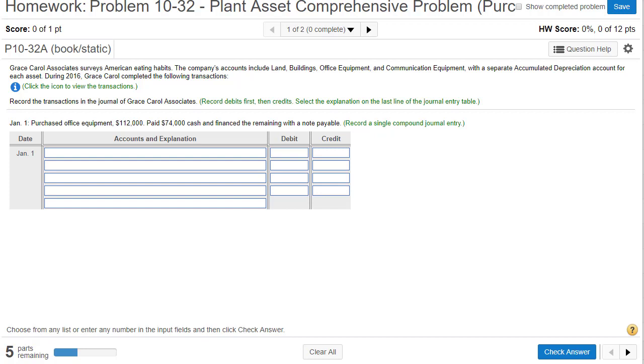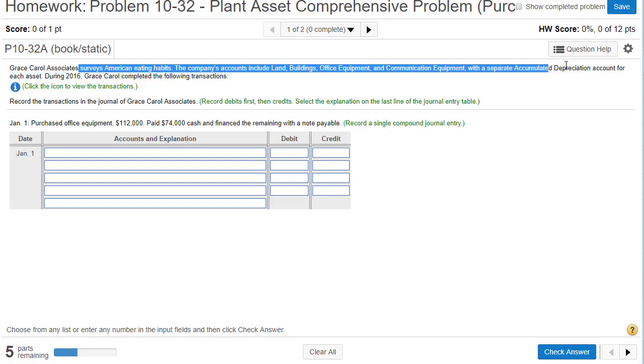Problem 10-32, plant asset comprehensive problem. We're going to purchase, dispose of, and depreciate plant assets. Grace Carroll Associates surveys American eating habits. The company's accounts include land, buildings, office equipment, and communication equipment, with a separate accumulated depreciation account for each of the assets. During the year, they completed the following transactions.